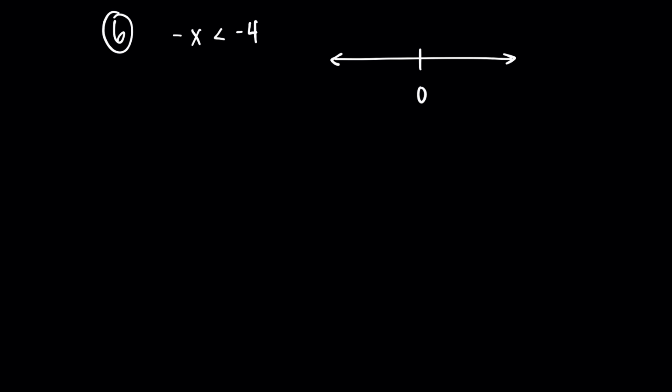So I want you to think about this with me for a second. What it's saying here is that we have some number, and when you take the negative of that number, the result is less than negative 4. So what I've done is I've drawn a number line here, very basic number line. I've only put 0 in there. But I want you to imagine if negative 4 was right here. And I want you to just think for a second.